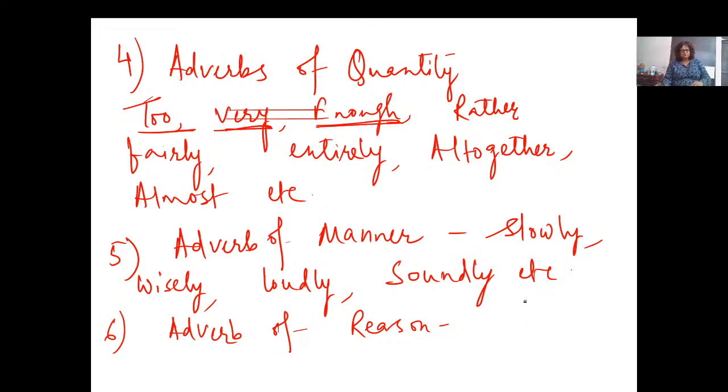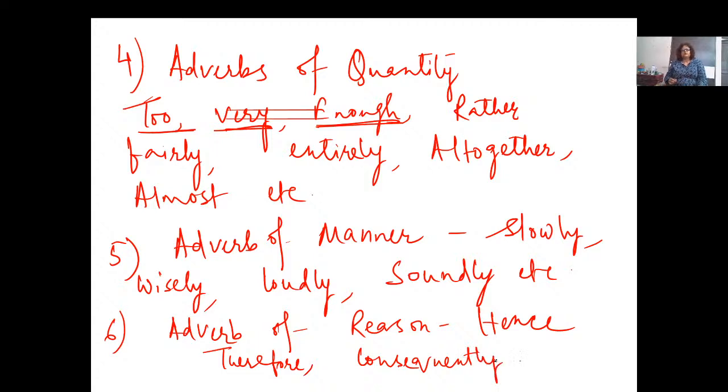Adverb of reason, they are hence. You can write therefore. You can write consequently. These are called adverb of reason. So guys, is it clear or not? Please let me know. Frequency adverb, adverb of time, adverb of place, manner, reason, quantity. These all are part of our discussion because all the questions are based on these kinds.